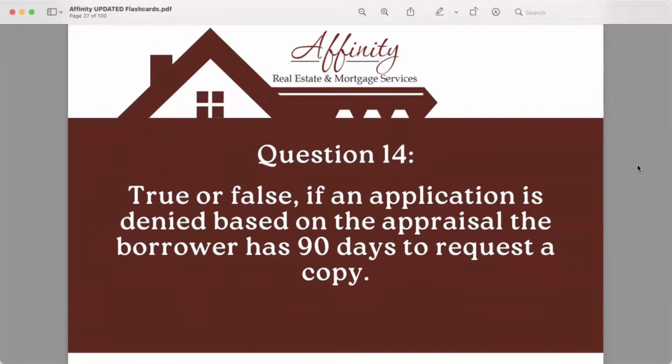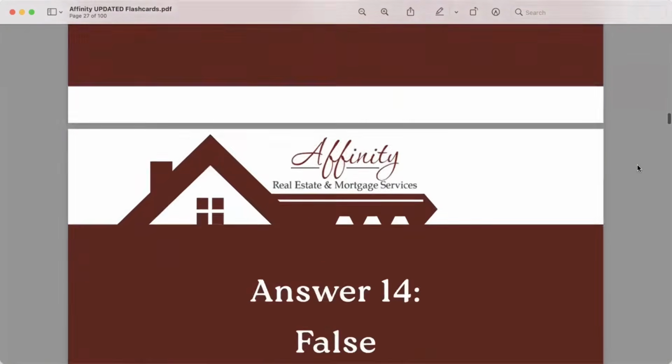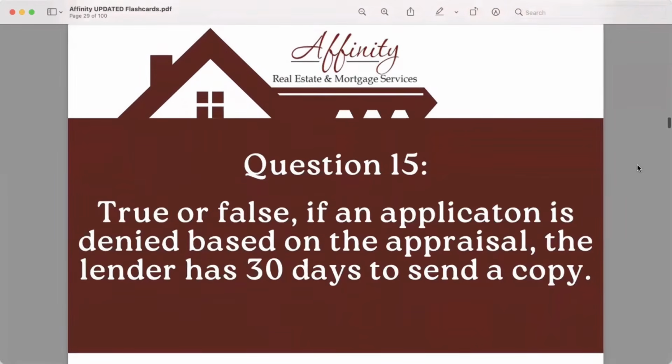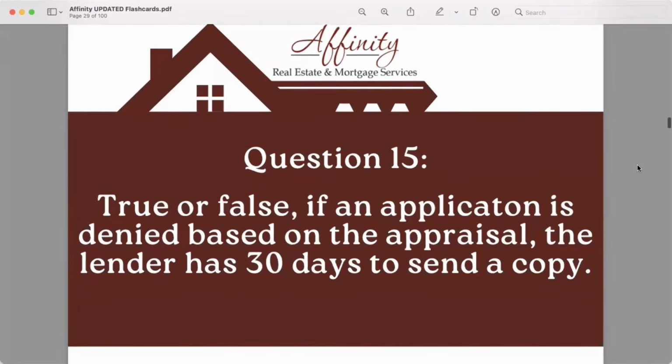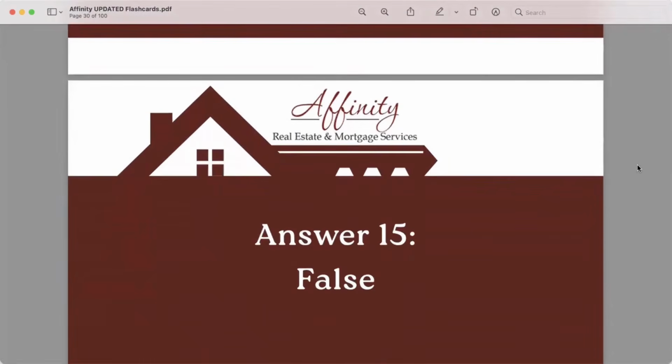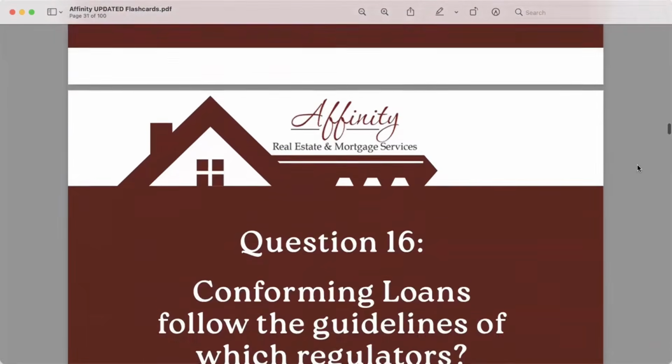Question number 14. True or false? If an application is denied based on the appraisal, the borrower has 90 days to request a copy. The answer is false. Question number 15, true or false? If an application is denied based on the appraisal, the lender has 30 days to send a copy. The answer is false.